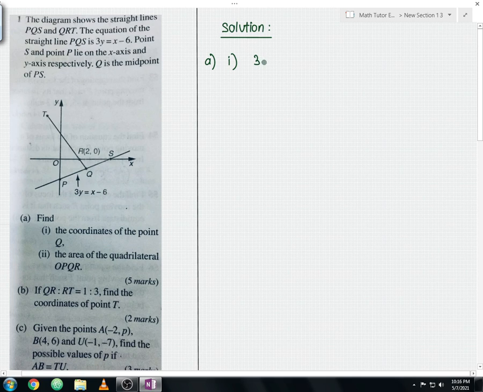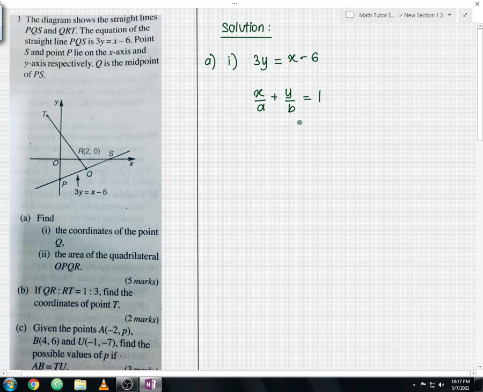So 3y equals x minus 6. Okay, and as you can see over here, this P is actually representing the y-intercept, and this letter S over here is representing the x-intercept. So from here what we're going to do is use the intercept form of the straight line equation, where x over a plus y over b equals 1.